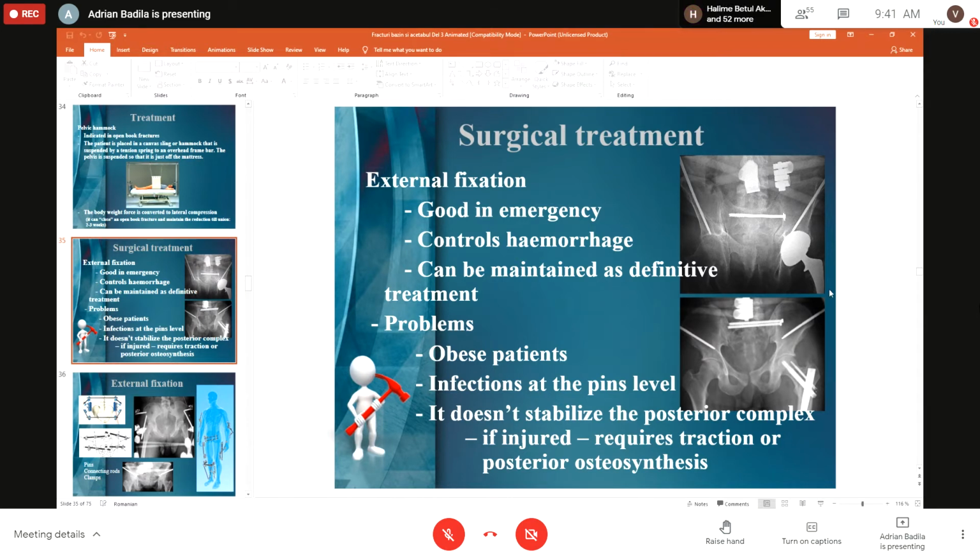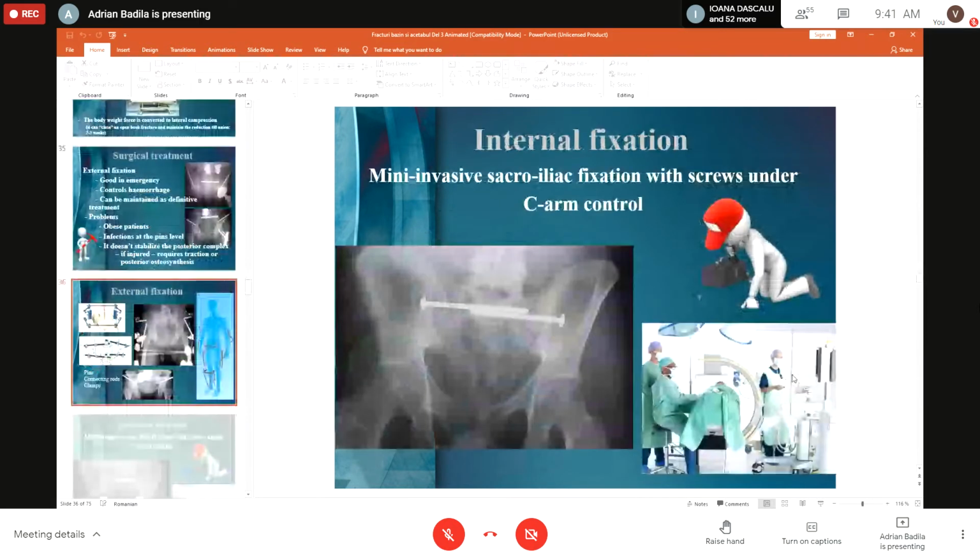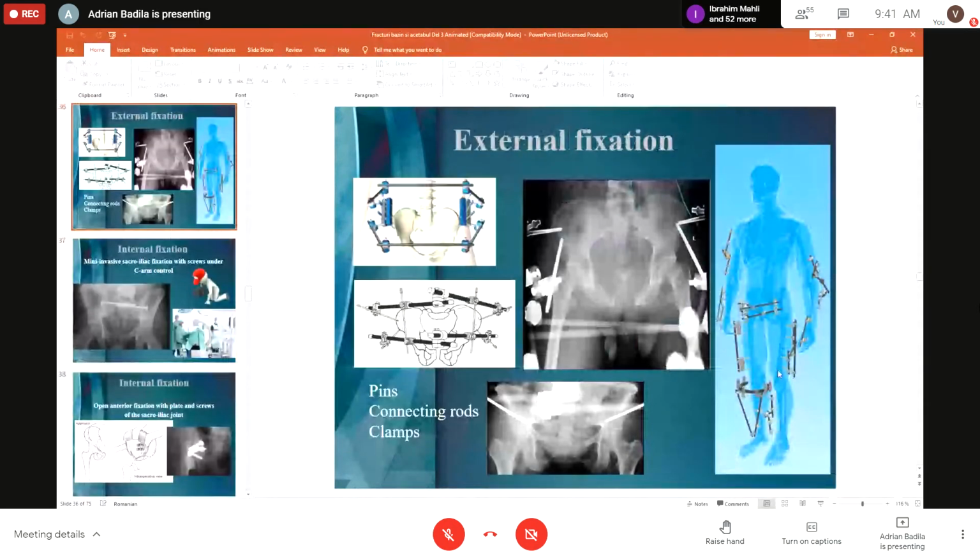Here we have a total hip arthroplasty, an uncemented hip prosthesis. And here we have a proximal femoral nail for a fracture at the level of the proximal femur. Other examples with external fixators, these external fixators are composed by pins, the connecting rods, and clamps or connectors between them.